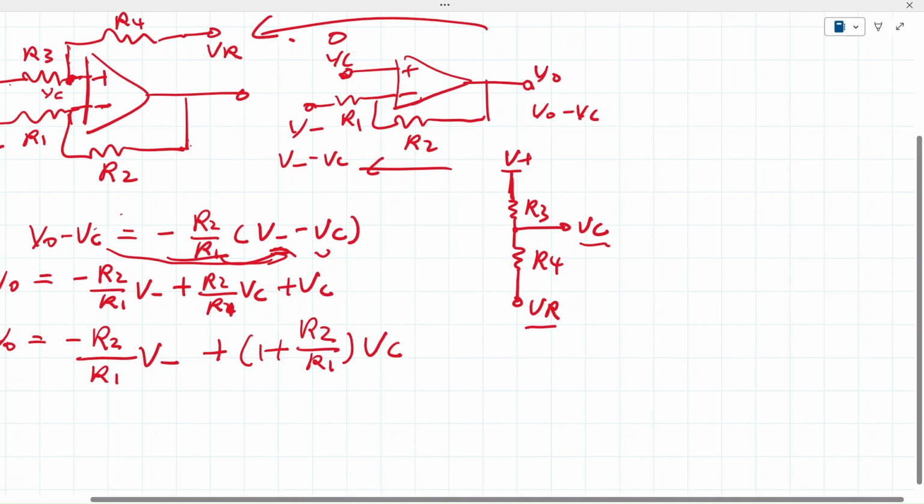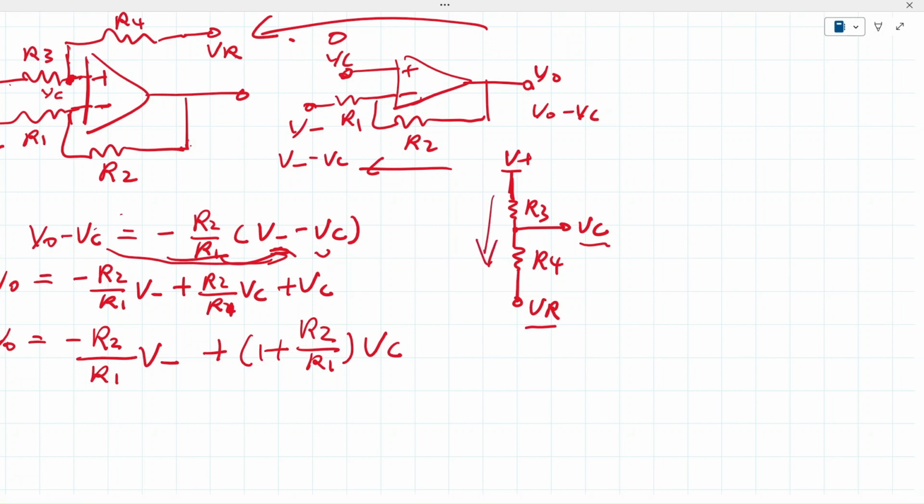Okay, we look at the current that goes through this voltage divider, then we use the current multiplied by R4, which gives you the voltage of this section, the voltage potential here, then we add VR, and then we get VC. So VC equals V plus minus VR, the voltage difference, divided by R3 plus R4, which is the current that flows through the circuit, times R4, plus VR. That's the VC.